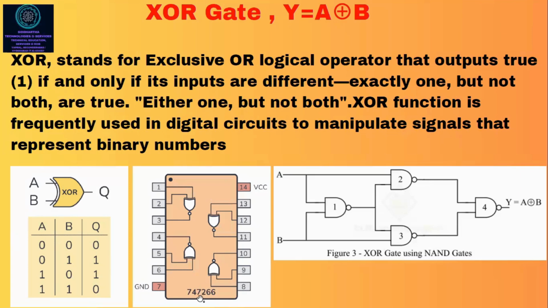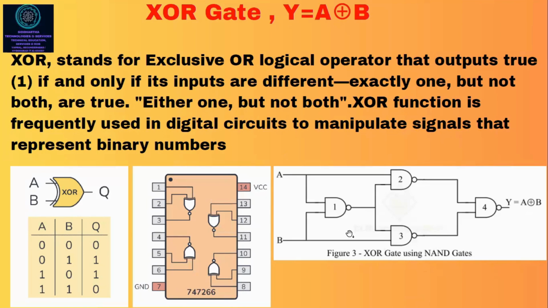And the IC we use is the 74 series 7266, that is 266. This is the IC, but sometimes this IC is not available. So what I have done in the practical is I have used NAND gates. You can see here how the arrangement has been done so that I get the same output which I get from an XOR gate. So this is the circuit for that.